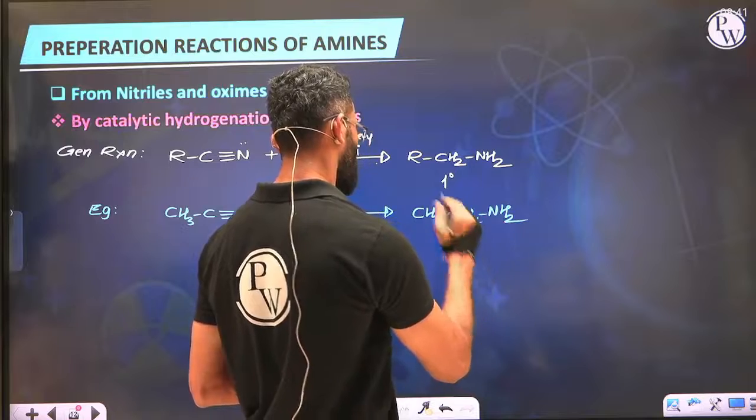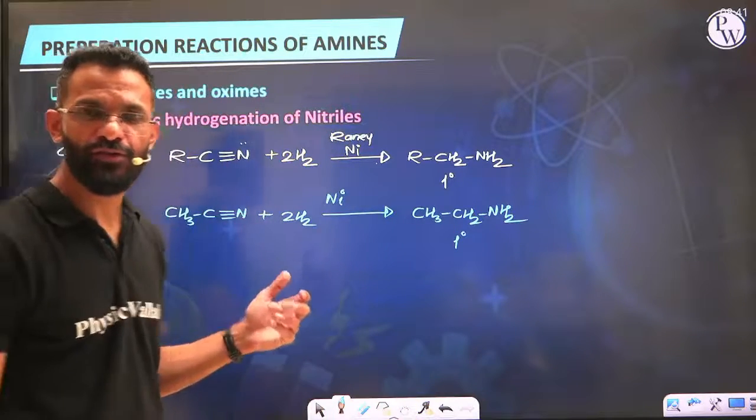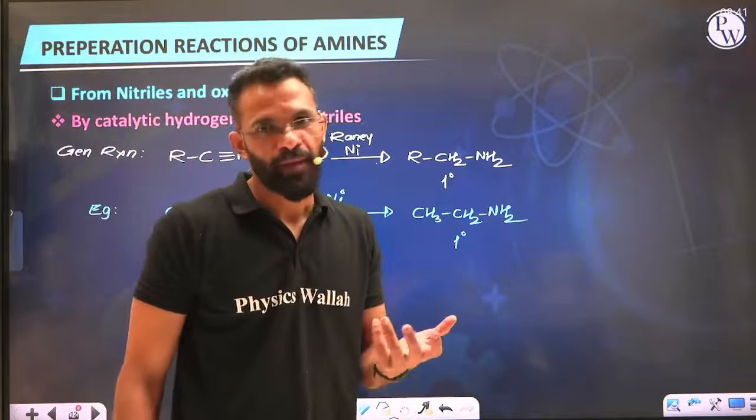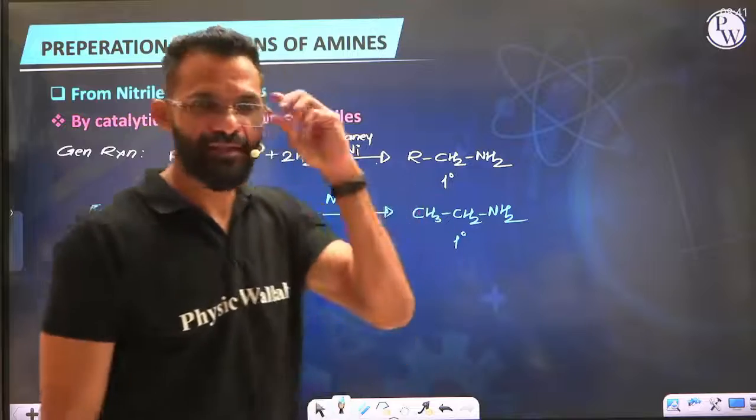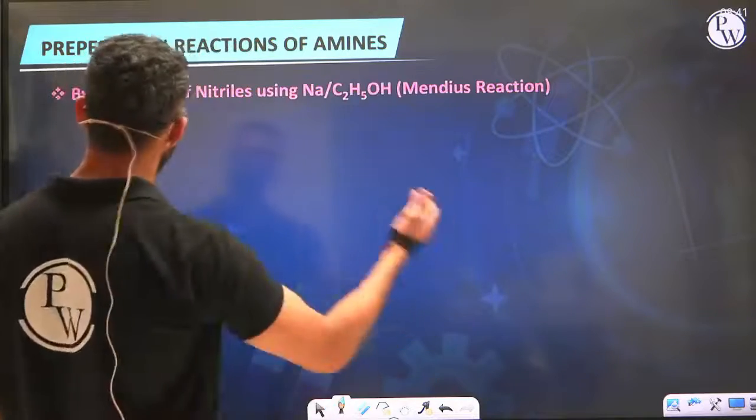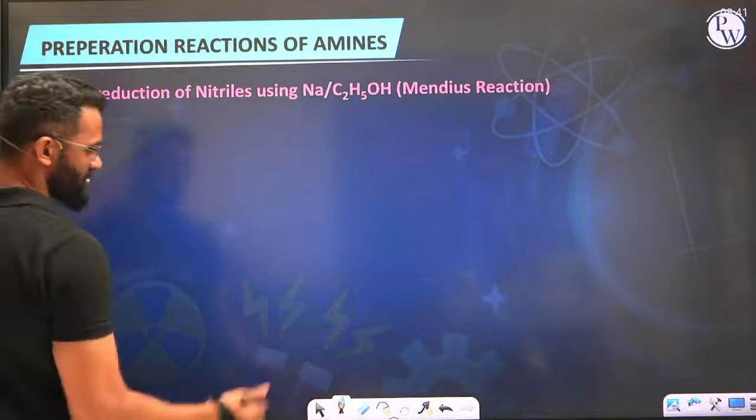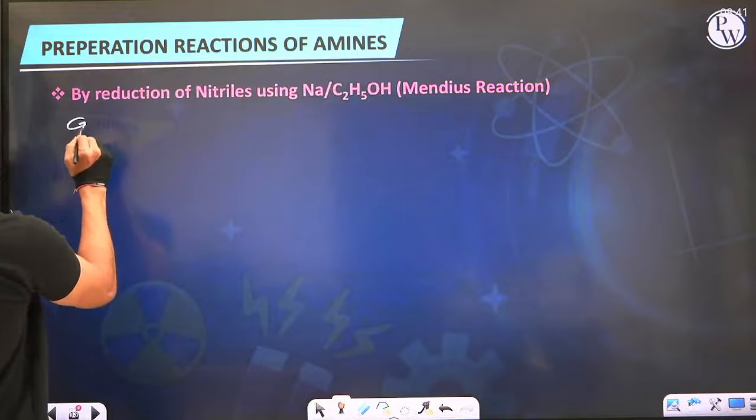primary amine. Okay, the same nitrile can also be reduced using a metal acid combination. Precisely, when you use sodium metal in presence of an alcohol, we call it the Mendius reaction. So we are reducing nitrile, just the reducing agent we are changing. So as a general reaction, we can remember it this way.